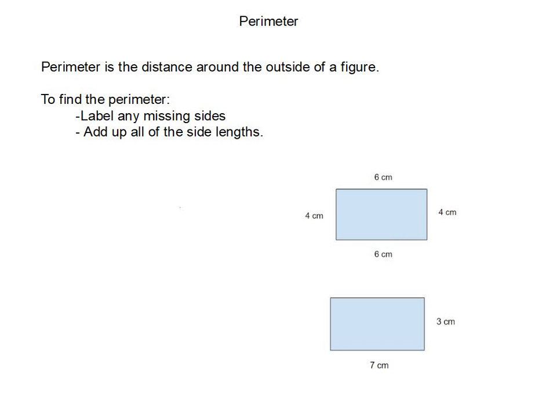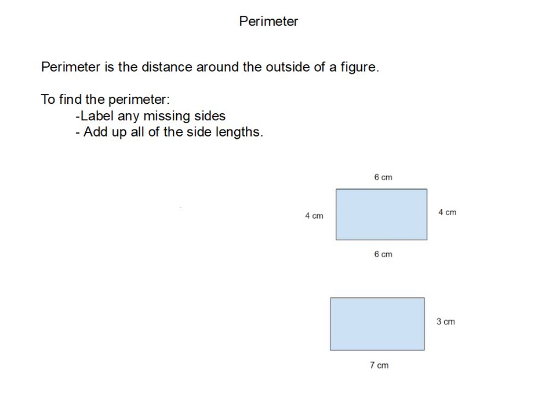So in order to find the perimeter, the first thing we want to do is to make sure we label any missing sides. So if there are any side lengths missing, we want to make sure that we add them in. The second thing that we want to do in order to find the perimeter, so the perimeter is the distance all the way around the outside, so we want to make sure that we add up all of the side lengths. So let's work through this example here with the rectangle that has side lengths 4 and 6.